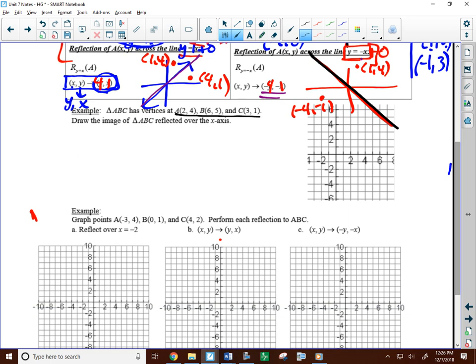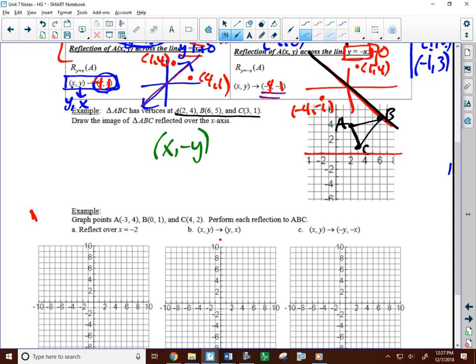So first one with reflections. Let's plot these 3 points: 2, 4; 6, 5; 3, 1. Triangle ABC. Graph and draw the image of triangle ABC reflected over the x-axis. So I'll do 1 point with the formula, but guys, it's actually much easier to do the counting one. The formula says it is (x, negative y).